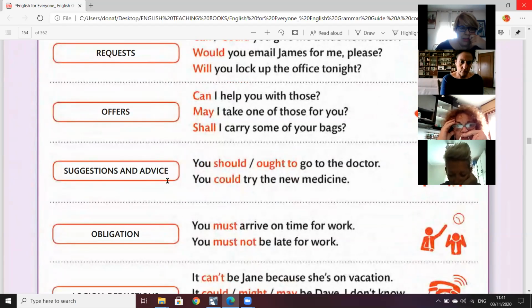Anna? Suggestions and advice. You should go to the doctor. You could try the new medicine. So if I say you should go to the doctor, that means that it's the best thing to do, because otherwise you are running a big risk. You should go to the doctor because there's a danger. If I say you ought to go to the doctor, means that it could be better if you go to the doctor. That is the good thing to do, but it's up to you. Okay, I give you more choice when I say you ought to than you should. Senti, una cosa.